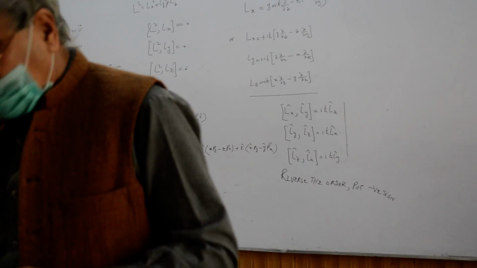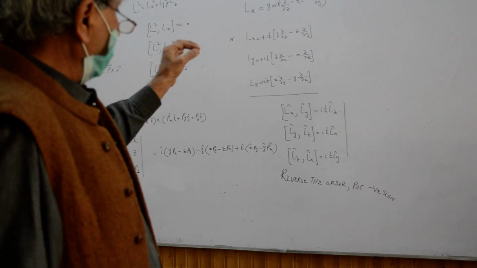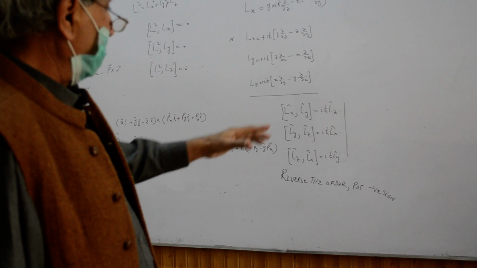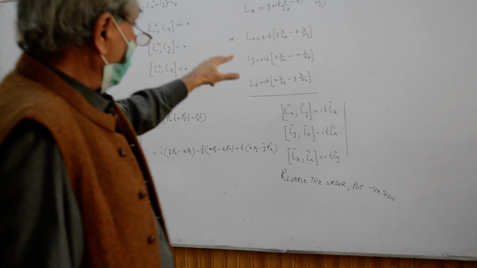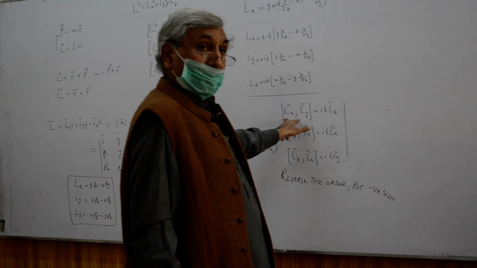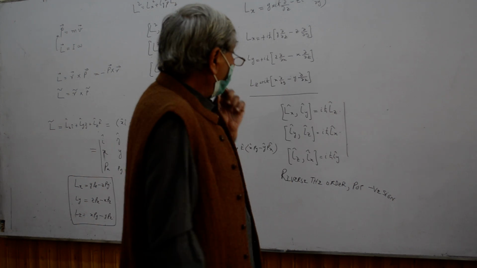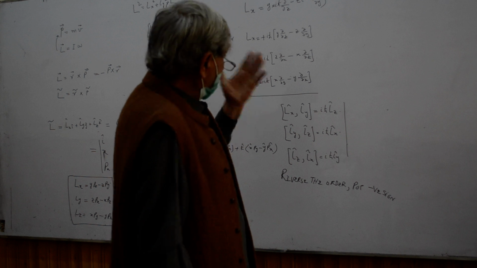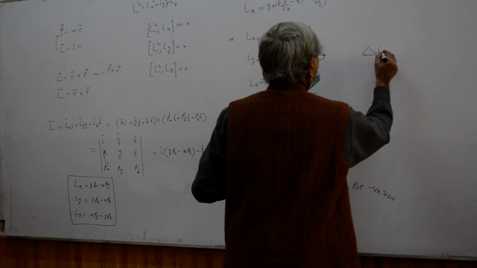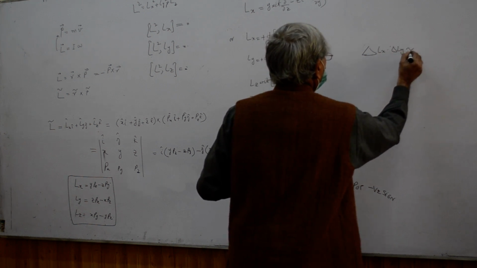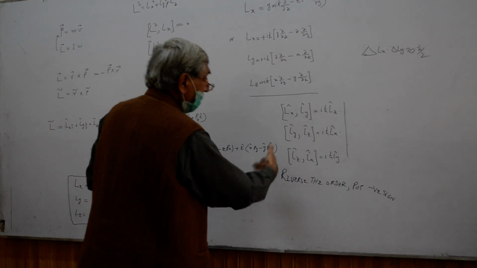The physics says that no two components of orbital angular momentum commute with each other. It means that if you are making a simultaneous measurement on two components of angular momentum, Lx and Ly, you will have uncertainty. Delta Lx into delta Ly is of the order of h bar over 2, etc. And similarly here and similarly here.